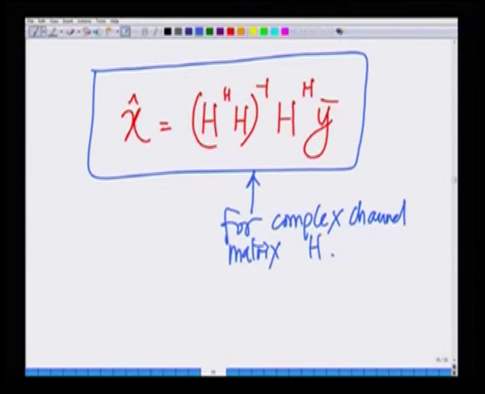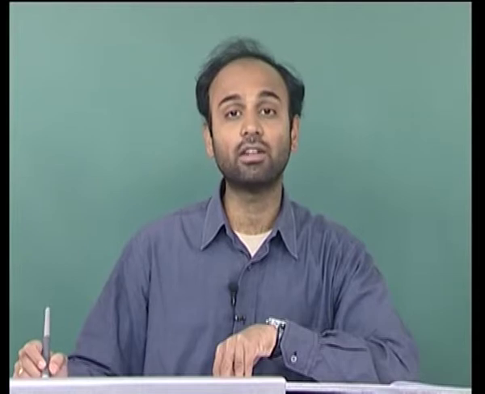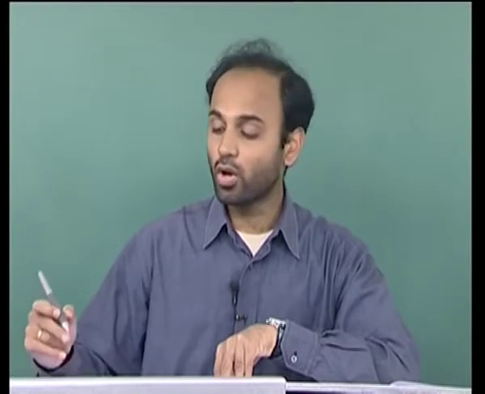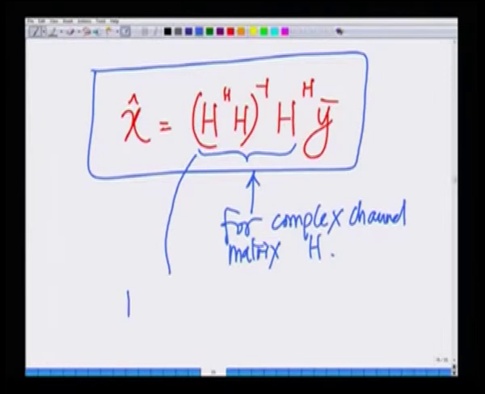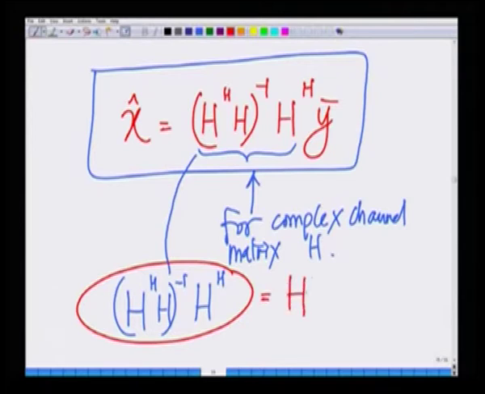This matrix has a name. This is not the inverse. Remember earlier we had the inverse. This is not the inverse of a matrix. This is known as the pseudo inverse. This H Hermitian H inverse H Hermitian is represented as H dagger, which is known as the pseudo inverse of H.